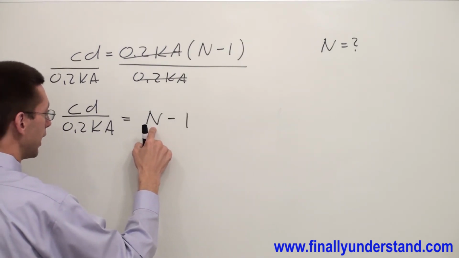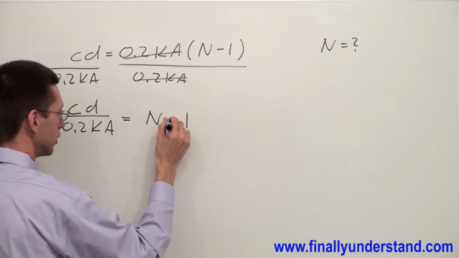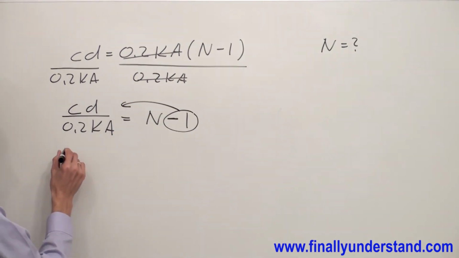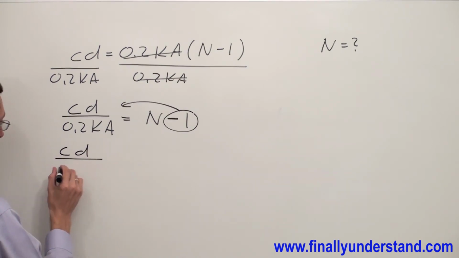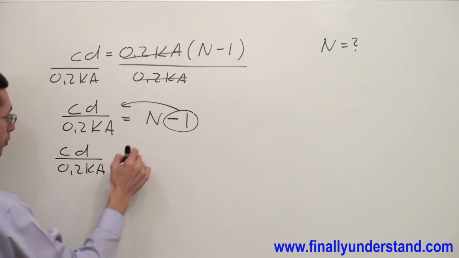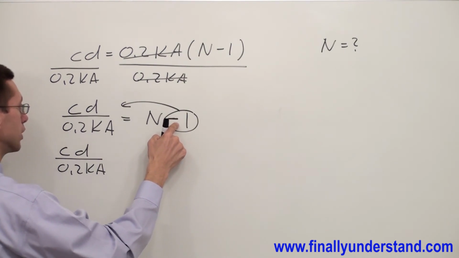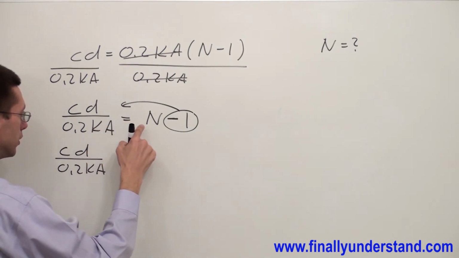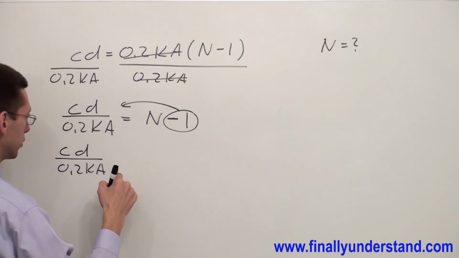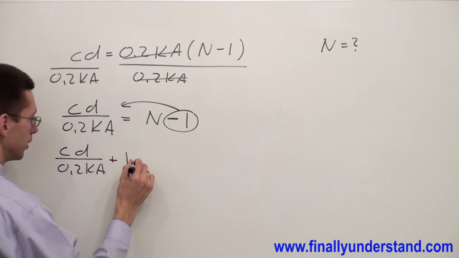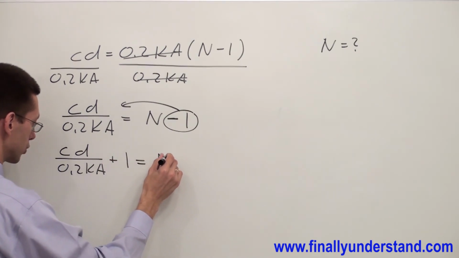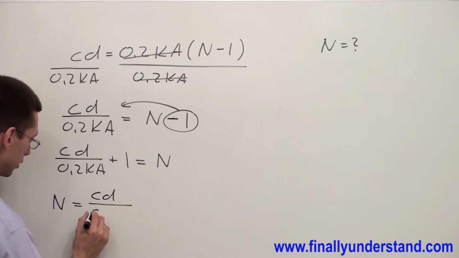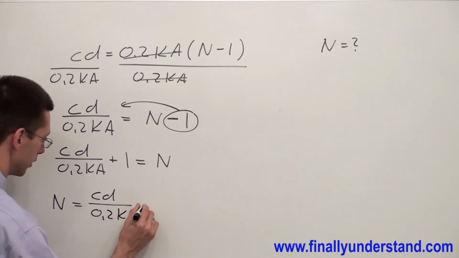I'm looking for n. I don't need 1 on this side because I have subtraction. I have to take this negative 1 and move it to the other side. Okay? And I'm going to have CD over 0.2 Ka. Remember, anytime we're moving a variable or a number to the other side of the equal sign, we have to change the sign. Okay? Only when at least one of the remaining terms or variables stay on their original positions. So that's why I'm going to have plus 1 equals n. So in other words, I have n equals CD over 0.2 Ka plus 1.